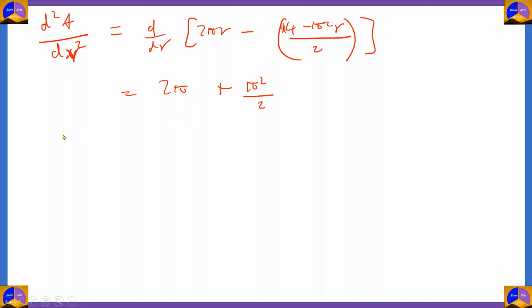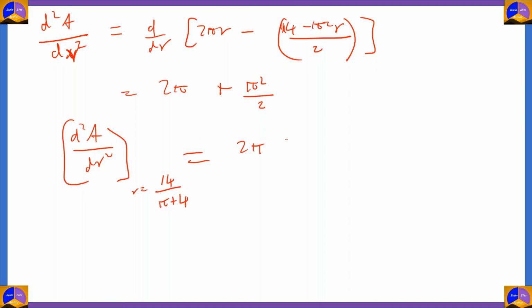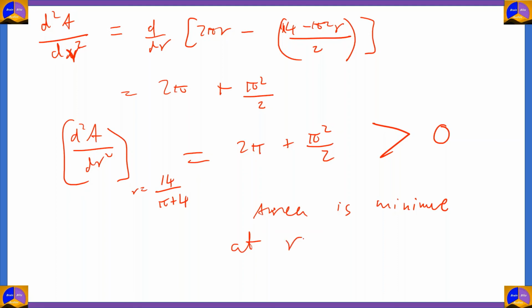And so we can write that d square A by dr square at any value of r, and since the value of r here is 14 by (pi plus 4), we write that it will be equal to 2 pi plus pi squared by 2, which is greater than 0. So the area is minimum at r equals 14 by (pi plus 4).